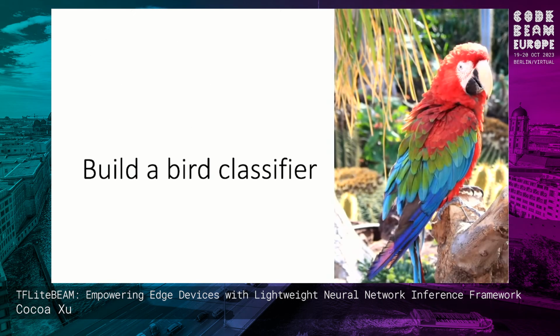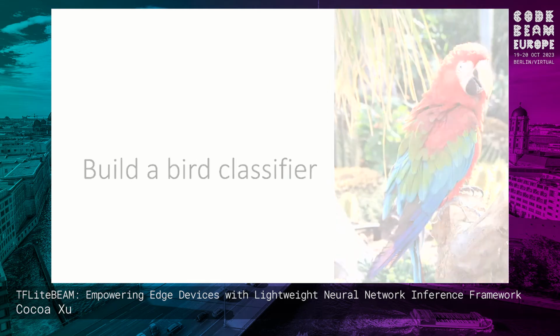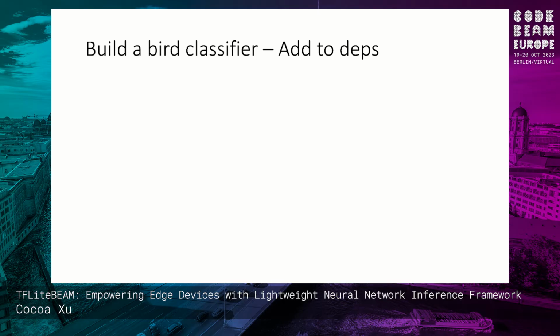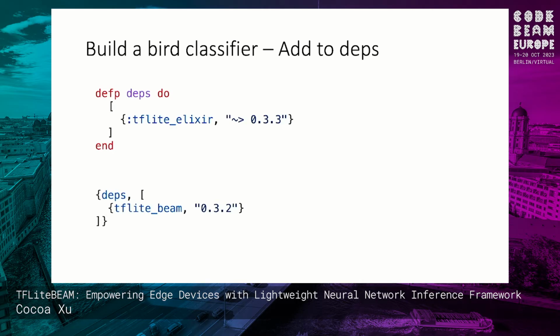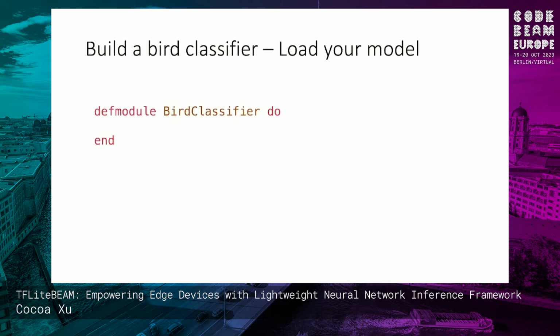So now let's build a bird classifier together, and in order to do that, we first need to add this library to your app's dependency list. For Elixir users, you can use this line to include TFLite Elixir in your app's dependencies. For Erlang users, you can use TFLiteBEAM. And for other BEAM language users, you can add TFLiteBEAM to your app's dependency list as long as your language supports Erlang NIF libraries. For this talk, I'll use Elixir as the language to build the bird classifier.